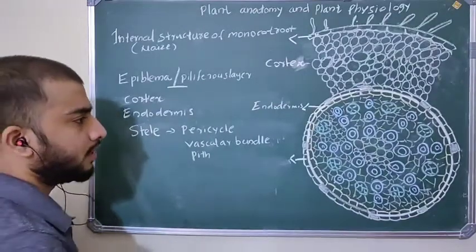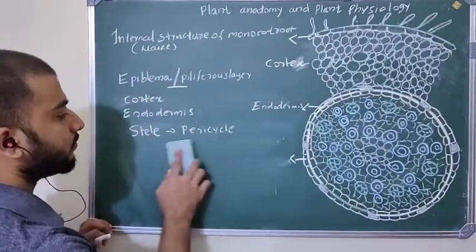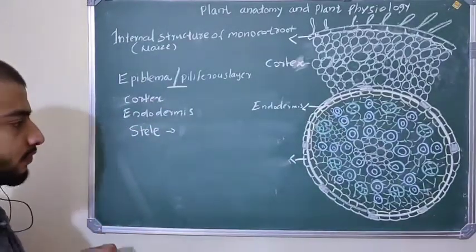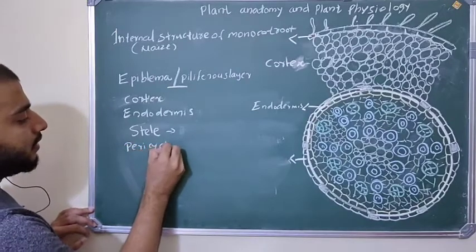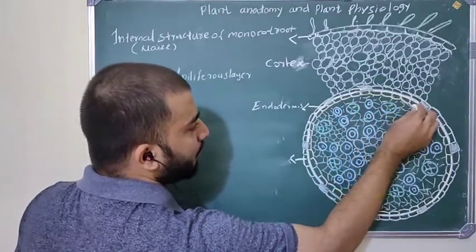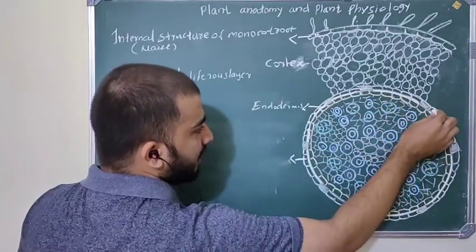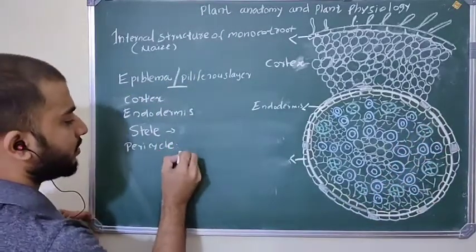First of all, pericycle. Below endodermis, you can see a single layer of thin-walled cells. This is endodermis and this is pericycle, a single layer of thin-walled cells.